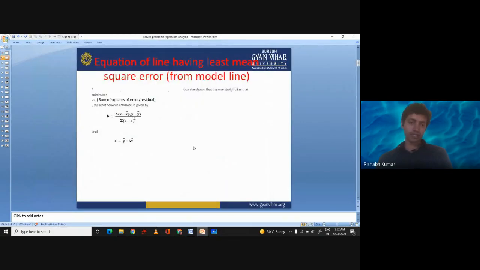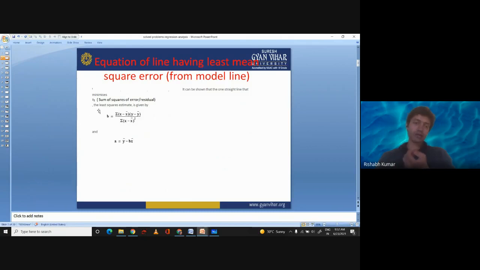So here in this equation, we are representing slope with b and intercept with a. And y bar and x bar are the means of the data. Y bar is the mean of the data, x bar is the mean of the data. So the slope of the line of best fit can be found by sigma (x minus x bar)(y minus y bar) divided by sigma (x minus x bar) square. So this will give you the slope of the line of best fit.